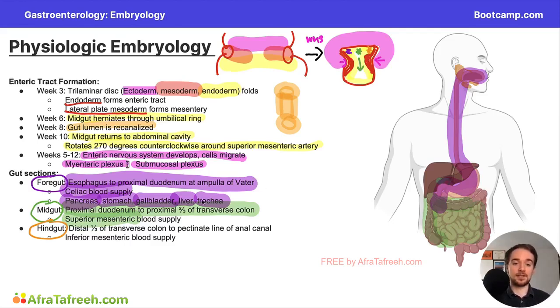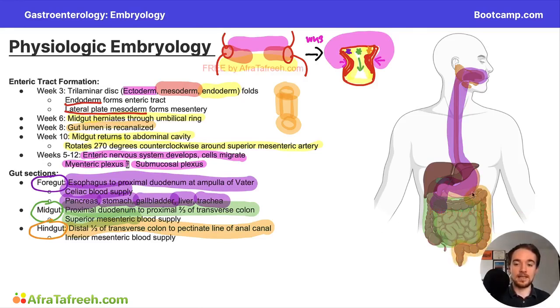Now, interestingly, this is a very important area for watershed blood supply discussions because part of the transverse colon is supplied by the superior mesenteric artery. And now the rest of the colon is going to be supplied by the hindgut, so the distal third of the transverse colon through to the pectinate line of the anal canal. That is where the hindgut's contribution ceases. So we begin here, we go down, and then we end at the pectinate line.